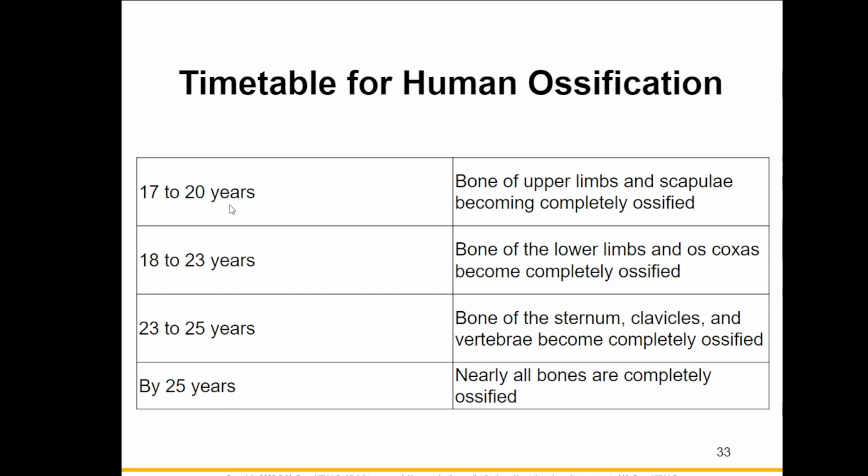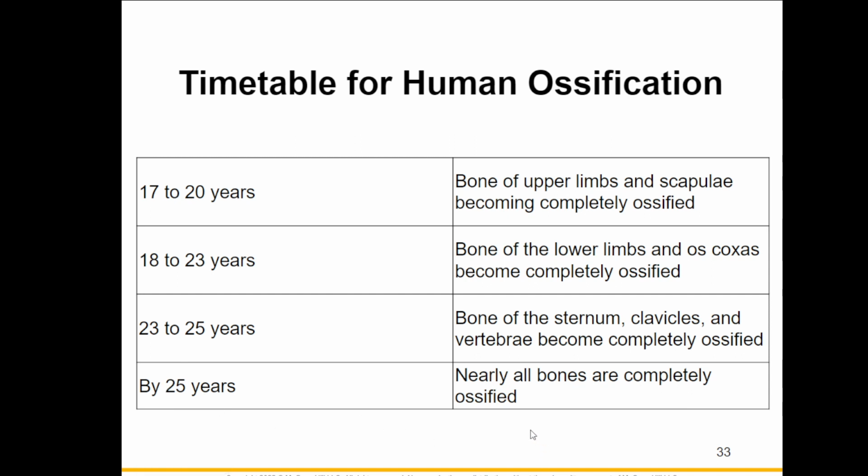Once we reach 17 to 20 years old, the bones of the upper arms, the upper limbs, have completely ossified. So once you reach 20 years old, your arms will no longer grow in length. From 18 to 23, the bones of the legs or the lower limbs will become completely ossified. So once you reach the age of 23, there is no more chance that you will grow in height. Okay? While at 20 to 25, the bones of the sternum or the chest and the vertebrae will also stop growing. So by the age of 25, all our bones have already completely ossified.